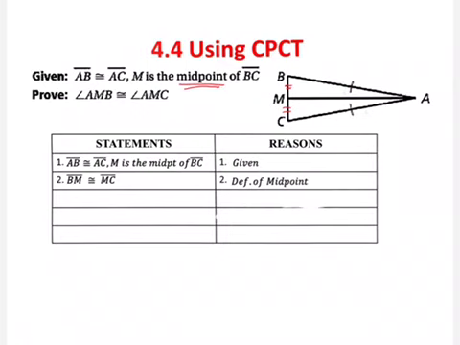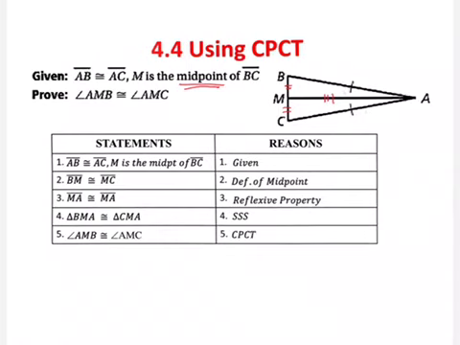My next step would be to look for any other congruencies I see. Well, I notice that the two triangles share side AM, so I can say that AM is congruent to itself, or MA is congruent to itself, by the reflexive property. Now I have enough information for side-side-side congruence. So I'm going to say triangle BMA is congruent to triangle CMA by side-side-side congruence. And then last but not least, I'll state my proof statement because now these are corresponding pieces of the two congruent triangles, and my reasoning is just CPCT.